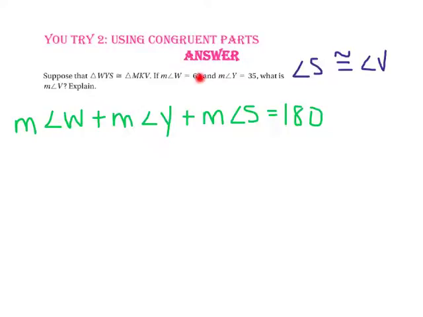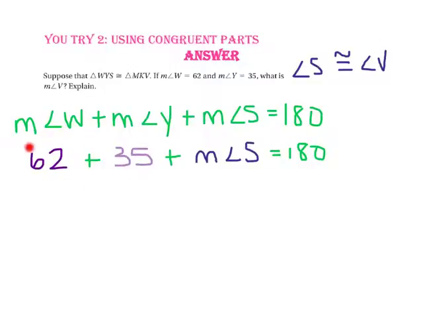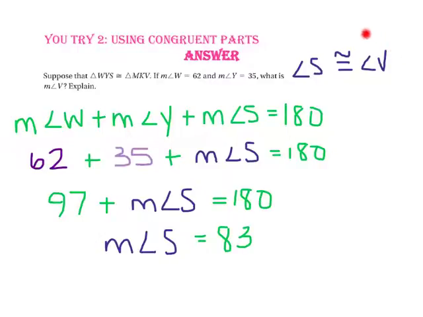Let's substitute 62 for the measure of angle W and 35 for the measure of angle Y. Now let's combine like terms to get 97 plus the measure of angle S equals 180. Use the subtraction property of equality to subtract 97 from both sides, and we'll get 83 equals the measure of angle S. Since angle S is congruent to angle V because they are corresponding angles, the measure of angle V is also 83 degrees.